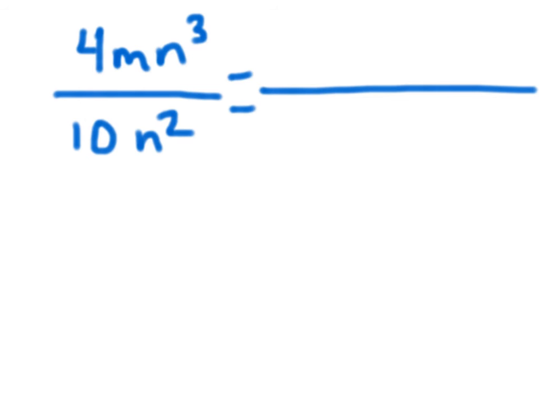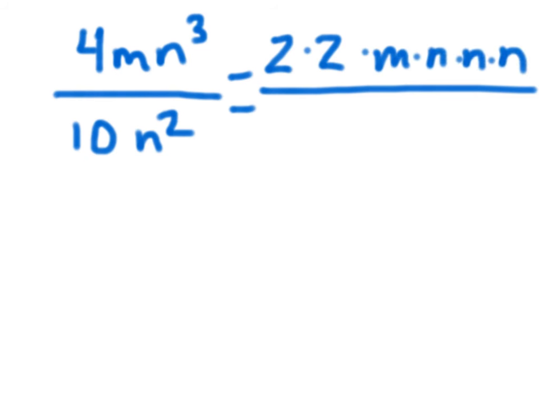So let's factor out 4 times m times n cubed, or n to the third power. Let's factor 4 into 2 times 2 times m times n times n times n. And then 10, we'll factor that out into 2 times 5 times n times n. Now what do you do?